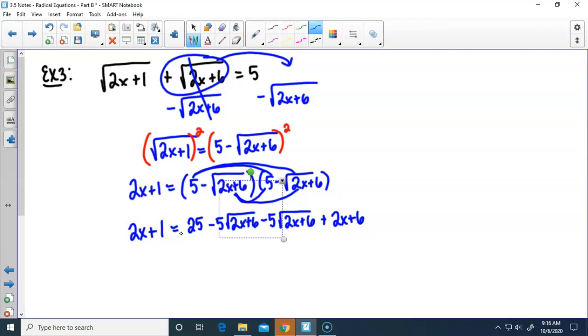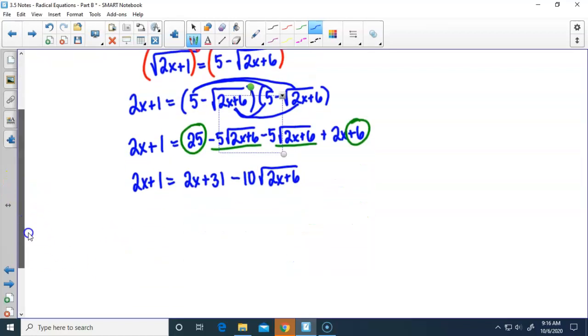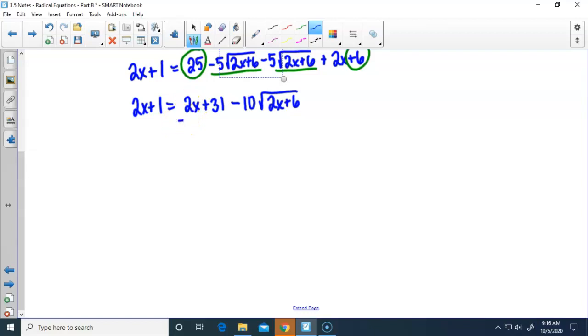And so we can look for like terms that we can combine. So this 25 and this 6, we can put those together. We can also combine our square root of 2x plus 6's here. So we're going to get 2x plus 1 equals, I'm going to go ahead and write this 2x up front. And then 25 and 6 is going to give us 31. And then we're going to have minus 10 square root of 2x plus 6. And so this problem is like the one that we just did. It's just a little bit easier than that first problem that we did, because when I subtract this 2x right here to move it to the other side, the x's cancel on both sides.